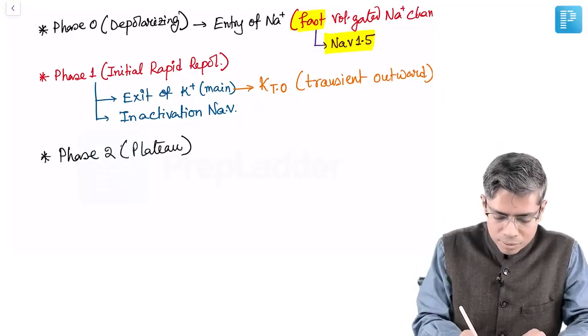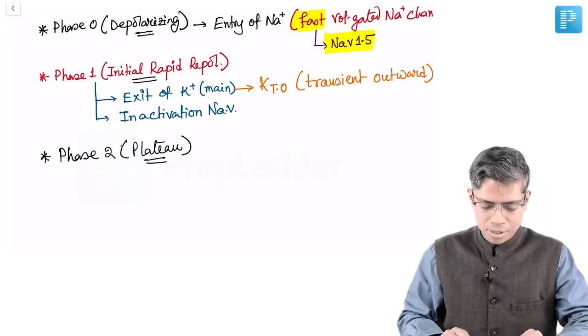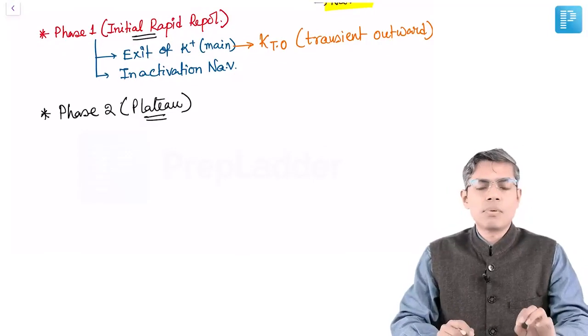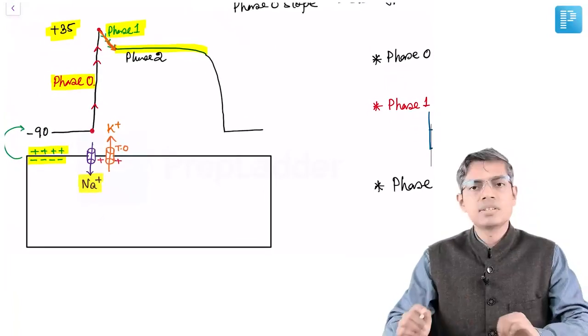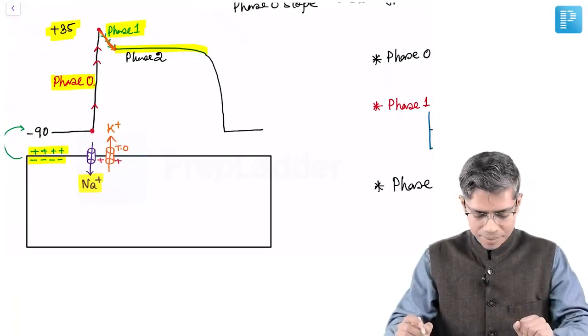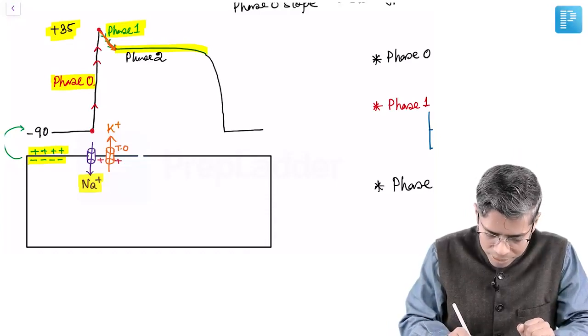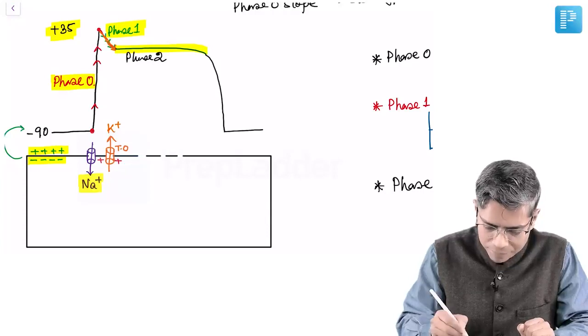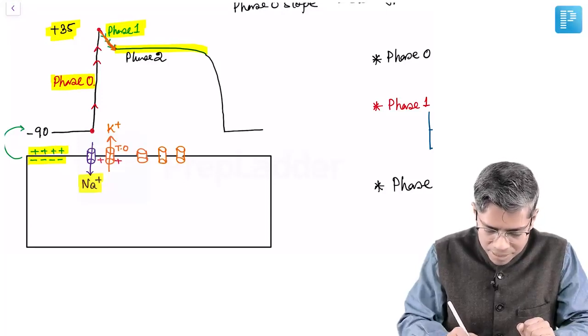You also have to note down the names of these phases: the depolarizing phase, initial rapid repolarization, and this is the plateau phase. If I want to understand why there is a plateau, look at this diagram. Already your potassium channel, the KTO type, is open, as well as there will be opening up of further potassium channels, and that is a different variety. I will tell you the name. So more potassium channels also open up, but these are not the KTO, as KTO is already open. A different kind of potassium channel opens up through which more potassium goes out.